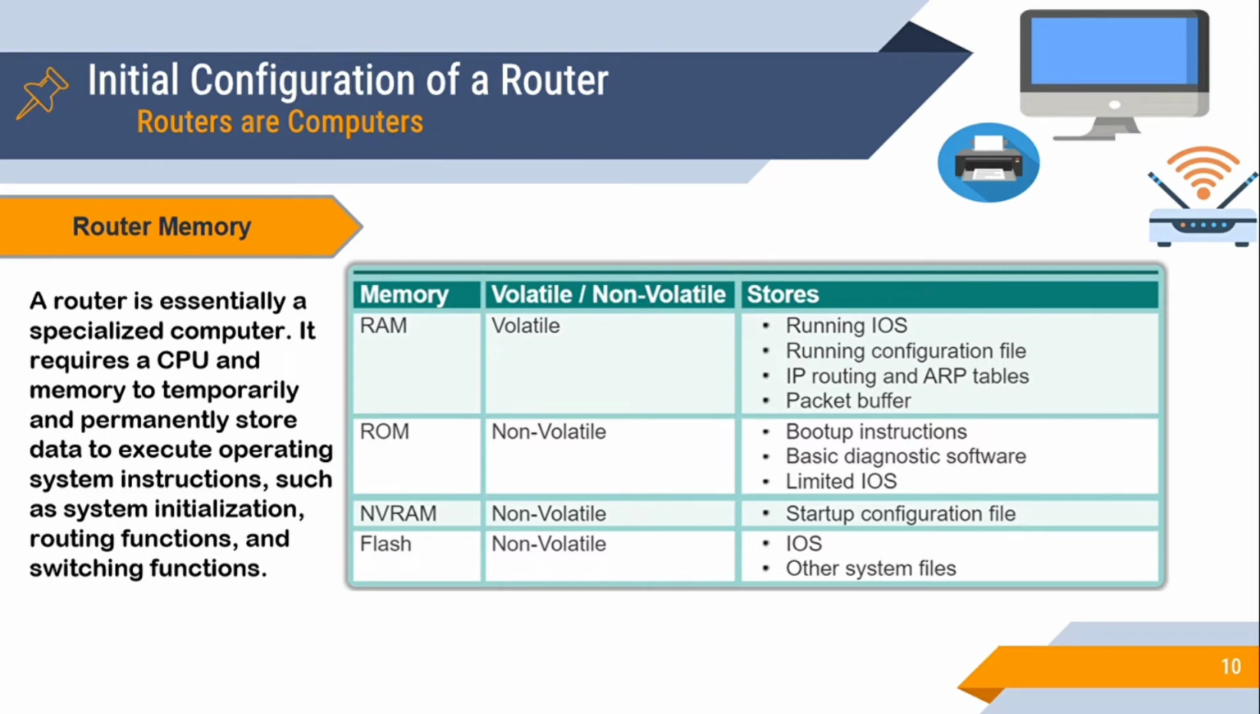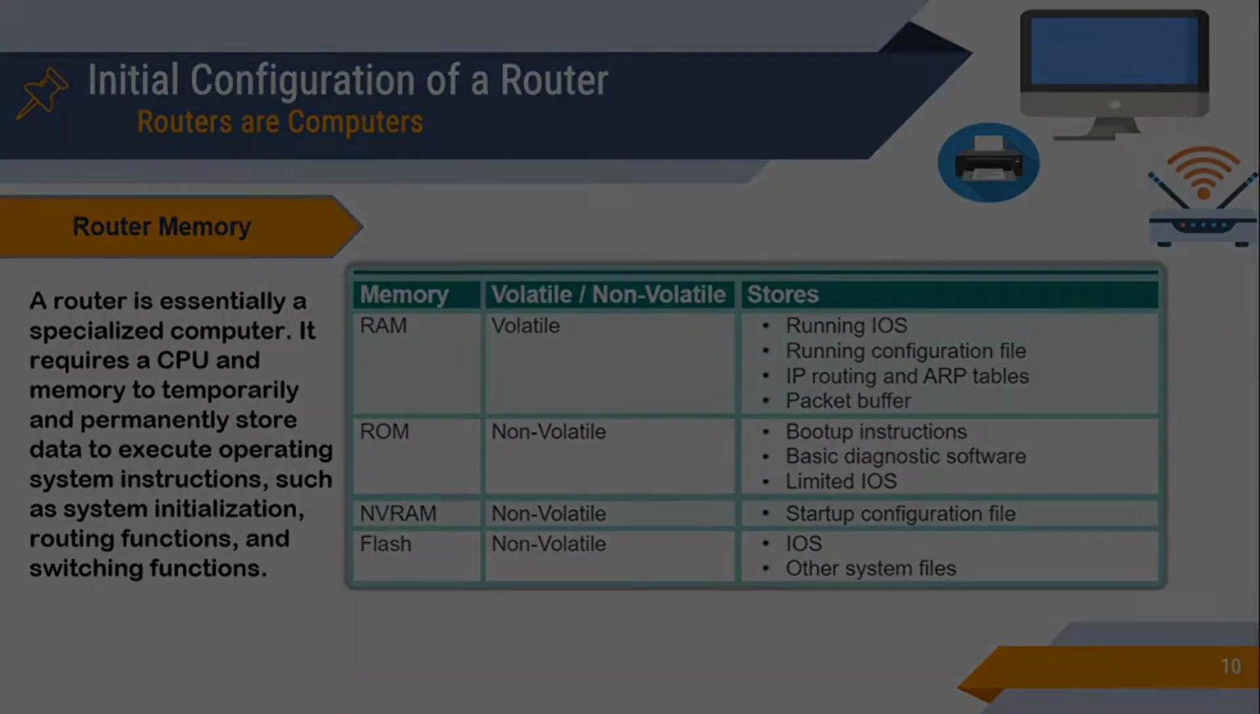A router is essentially a specialized computer. It requires a CPU and memory to temporarily and permanently store data to execute operating system instructions such as system initialization, routing functions, and switching functions. The table in this figure summarizes the types of router memory, their volatility, and examples of what is stored in each. Note: Cisco devices use the Cisco Internetwork Operating System, or IOS, as the system software.